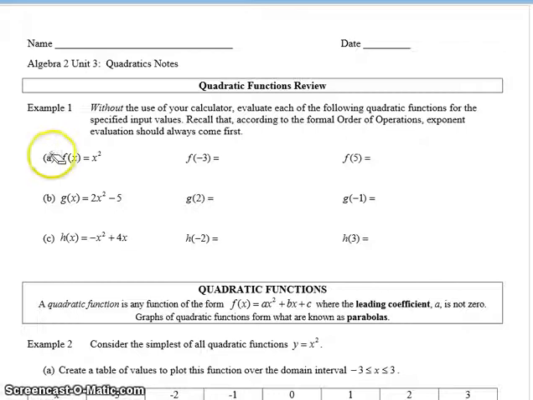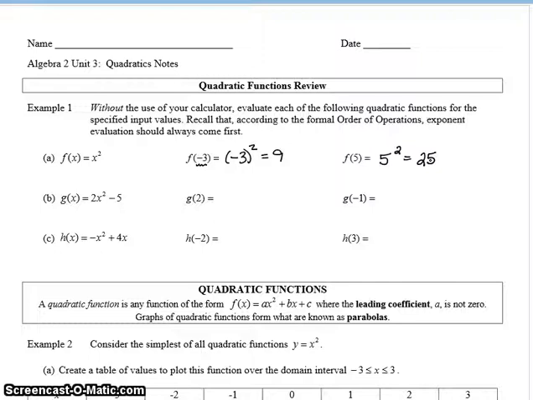Okay, so our first function here, part A, is x squared. Remember, anytime you have a negative number, when you substitute it in, you need to use parentheses. And negative 3 squared is 9. Okay, positive numbers, no parentheses necessary, so you get 25.